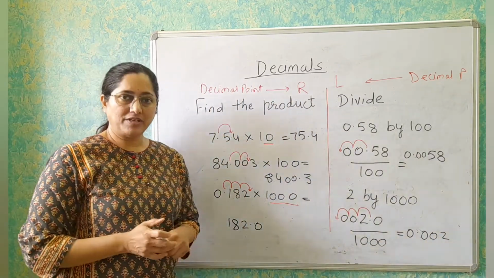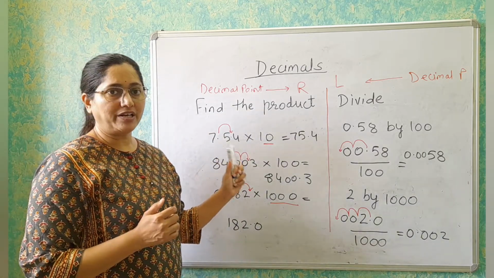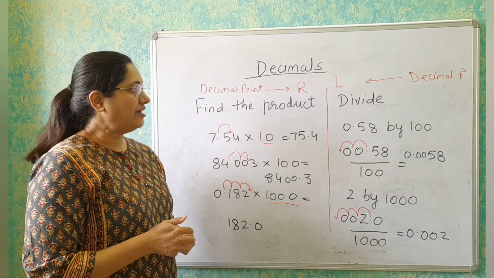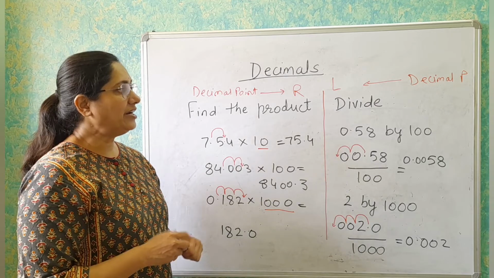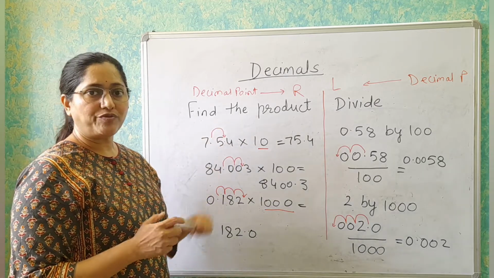So always remember this thing. Whenever we are multiplying a decimal number with 10, 100 or 1000, the decimal point will shift to the right hand side. And if you are dividing any decimal number by 10, 100 or 1000, the decimal point will shift to the left hand side.